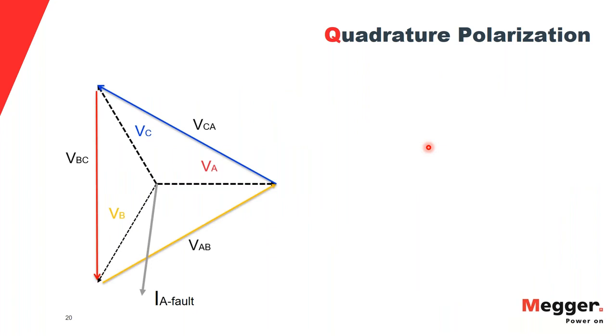Now let's take a look at the quadrature polarization. The idea of quadrature polarization is decided from your phase triangle relationship. So you have your phase triangle I've plotted here. I have my voltage phase A, voltage phase B, voltage phase C, and then phase-to-phase voltages or line-to-line voltages. So this is my plot. What quadrature polarization tells me is that if I have an A phase fault, I'm going to have BC voltage line to line as my reference, because BC voltage is not affected by an A phase fault, right?